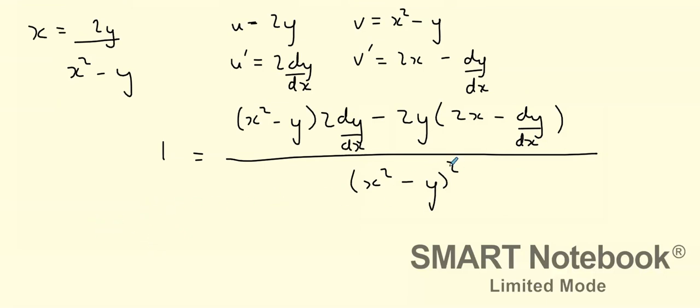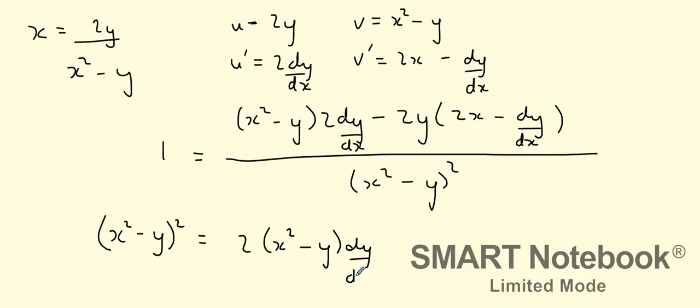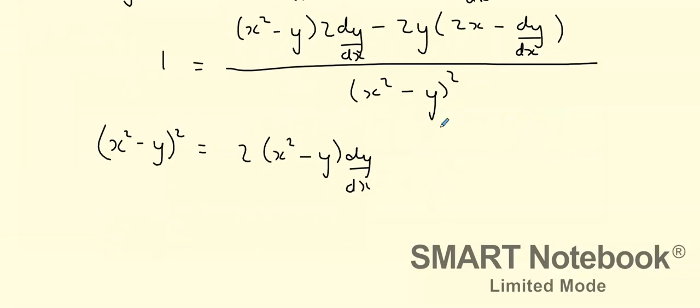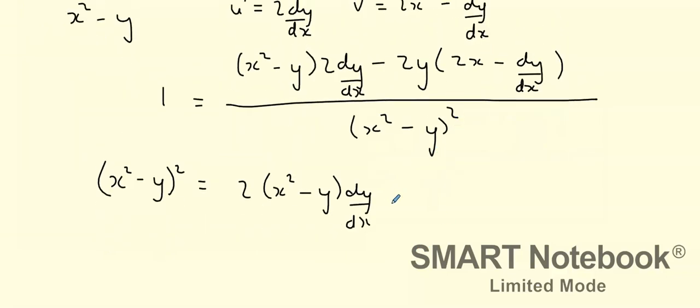So what I can do here is take this denominator here, multiply it by 1, and we get x squared minus y all squared equals 2x squared minus y dy by dx. And I'm going to just expand these two terms out so that I can separate out dy by dx terms from other terms. So minus 4xy plus 2y dy by dx. Is everyone happy with that?